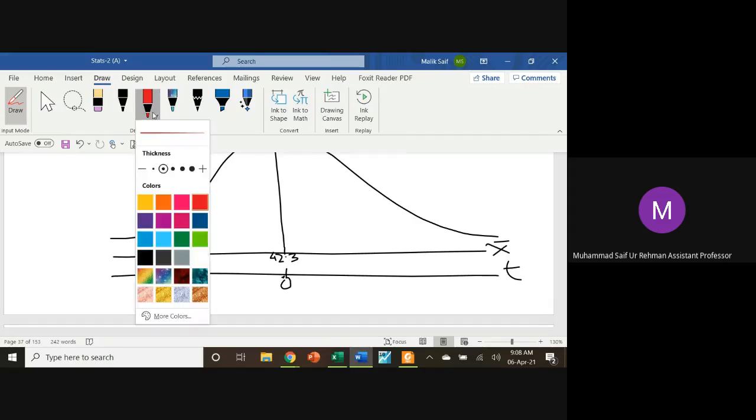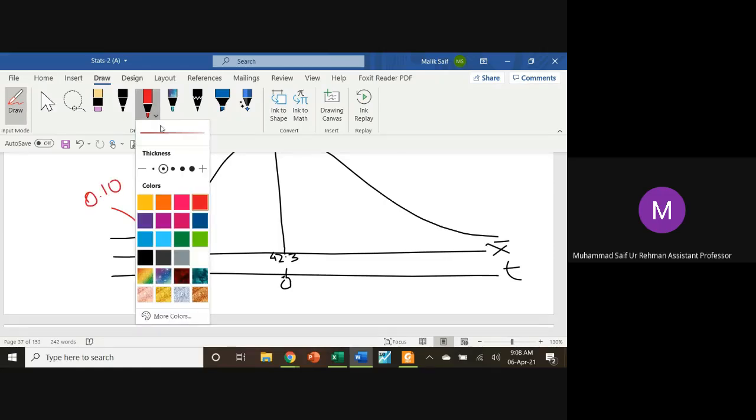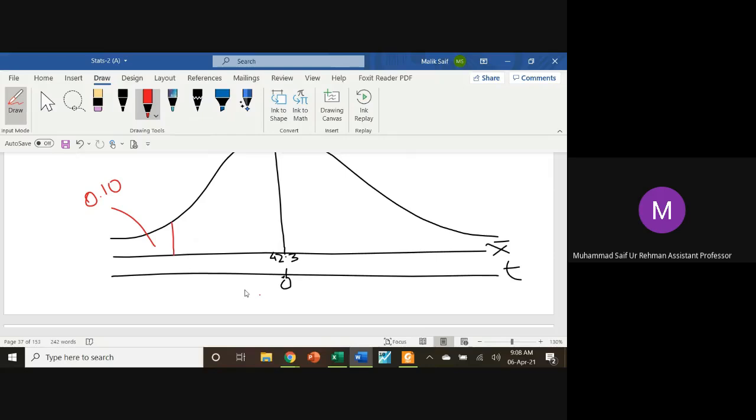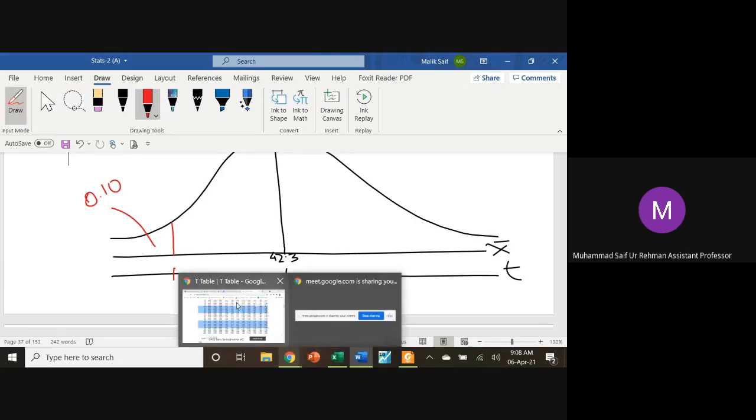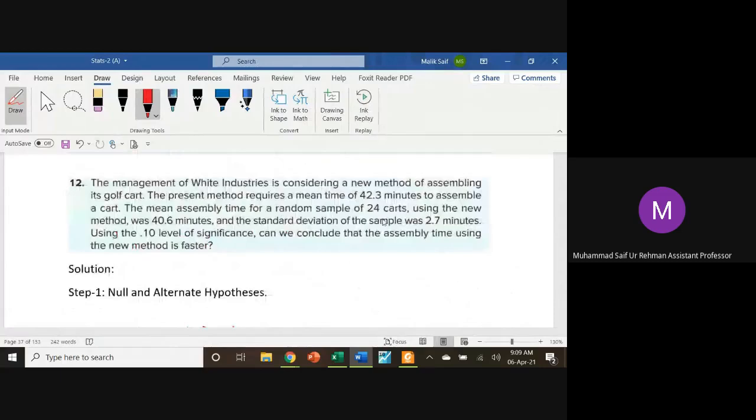So this is 0.10 single tail. What will be the critical value? Definitely you will use the table. First of all, you will decide the degree of freedom. In this particular case, a random sample of 24 cards means n is 24, and degree of freedom will be n minus 1, so 23. So 23 is the degree of freedom and the level of significance is 0.10.